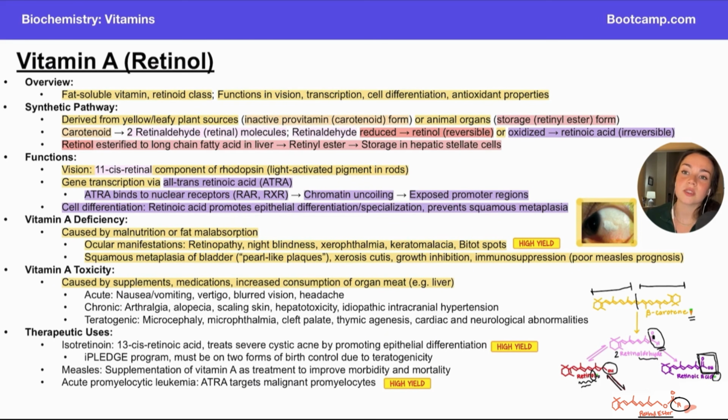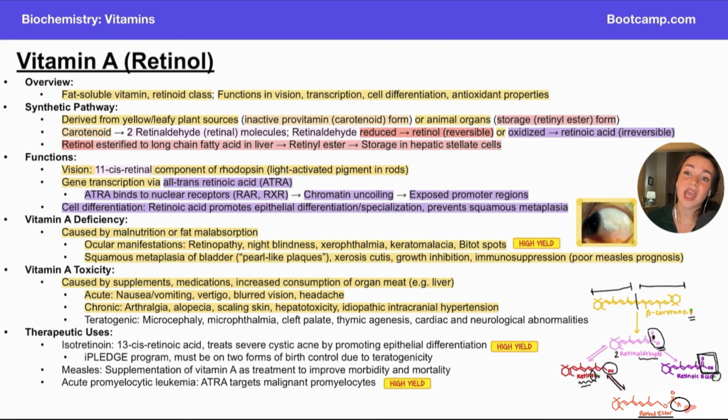We can think about the effects of vitamin A toxicity as acute, chronic, or teratogenic. Acute vitamin A toxicity is going to present with nausea and vomiting, vertigo, blurry vision, and headache. Unfortunately, not very specific, so you are looking for those key history pieces that we talked about. Chronic vitamin A toxicity looks a lot different. There you're going to see arthralgia, alopecia, scaling skin, hepatotoxicity. And you can also see idiopathic intracranial hypertension, IIH, formerly known as pseudotumor cerebri. And those symptoms might make a little more sense based on the functions of vitamin A that we were talking about before.